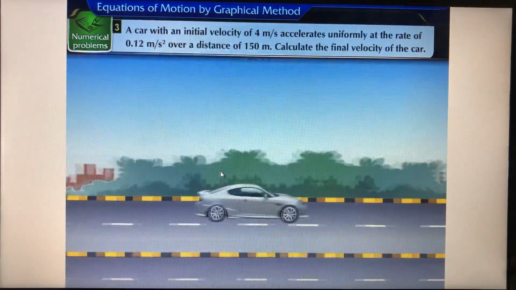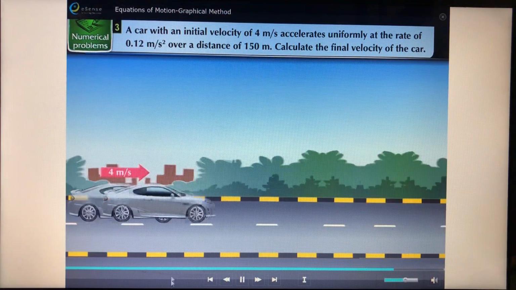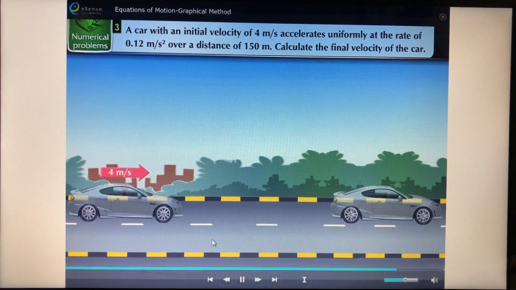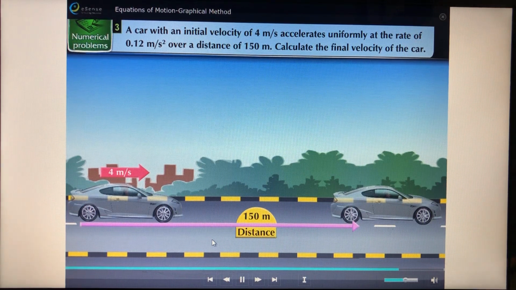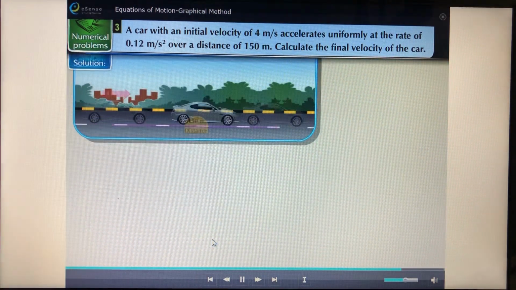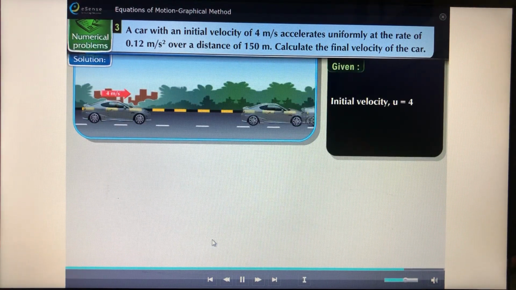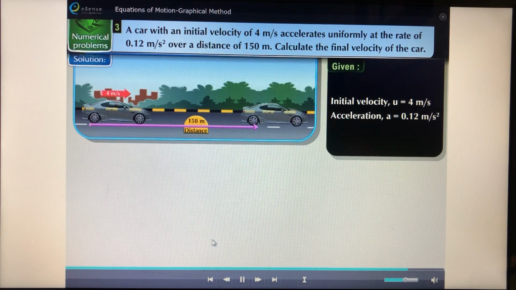3. A car with an initial velocity of 4 meters per second accelerates uniformly at the rate of 0.12 meters per second square over a distance of 150 meters. Calculate the final velocity of the car. Solution. Given initial velocity u is equal to 4 meters per second. Acceleration a is equal to 0.12 meters per second square. Distance s is equal to 150 meters.